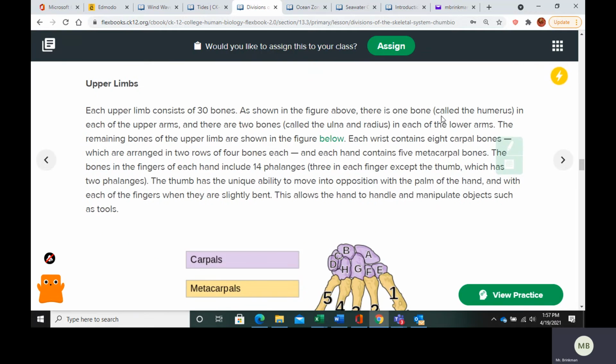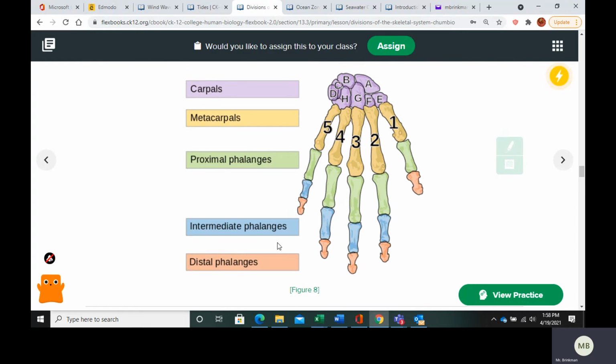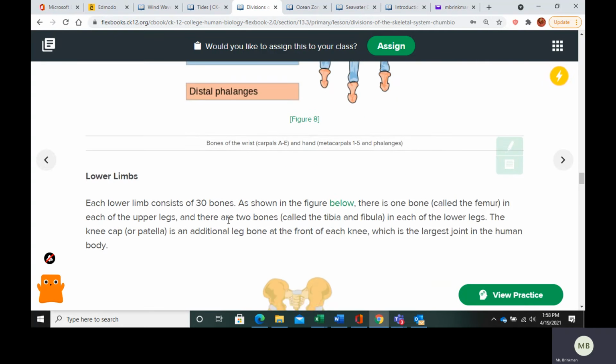Okay, so you have the humerus, which is your long arm bone. And then you have the radius and ulna. These are in your forearm. Each wrist is going to contain carpal bones. Each hand is going to contain 5 metacarpal bones. And then the bones in the fingers include 14 phalanges, so 3 in each finger except the thumb, which has 2 phalanges. This says which ones are the carpals, metacarpals, and phalanges based on color.